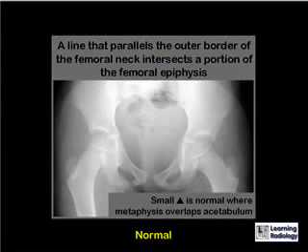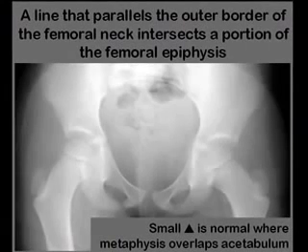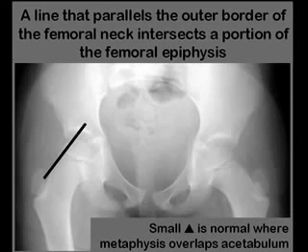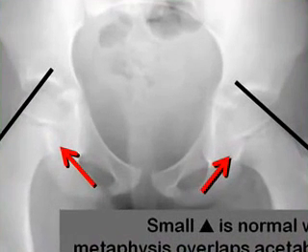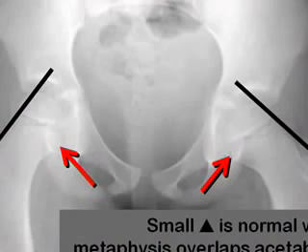So this is a normal pelvis, and if we draw a line along the outer border of the femoral neck, it should normally intersect a portion of the capital femoral epiphysis. And there also should be a small triangle where the metaphysis overlaps the posterior lip of the acetabulum. This is normal.